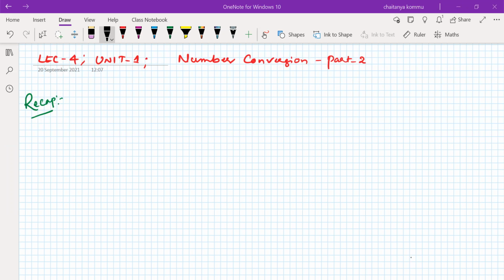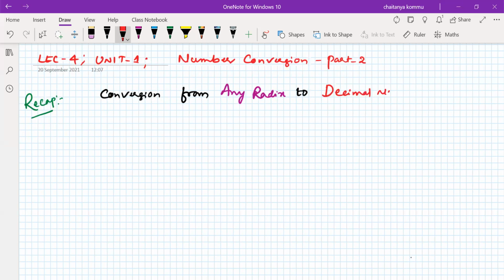Okay, we talk about number conversion, part 2. In the previous class, we have seen conversion from any number or any radix to the decimal number system. Why have we done this? Because humans are familiar with the decimal number system. That's the only reason that we can write it.